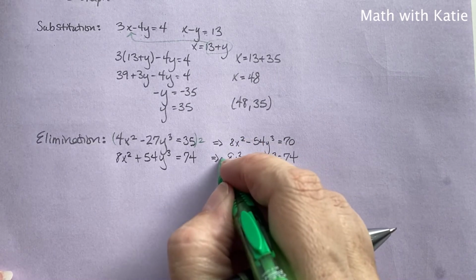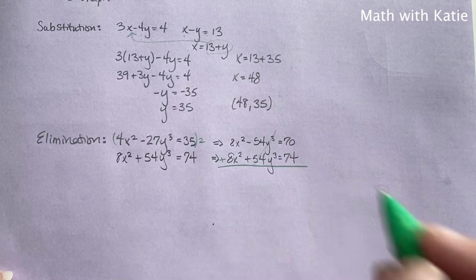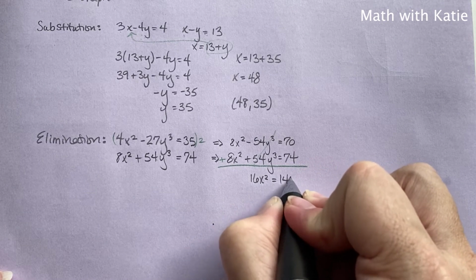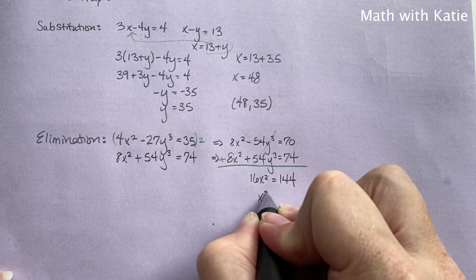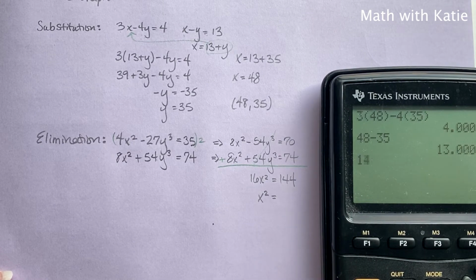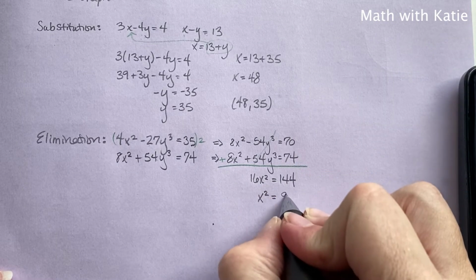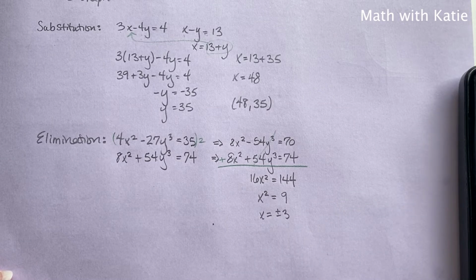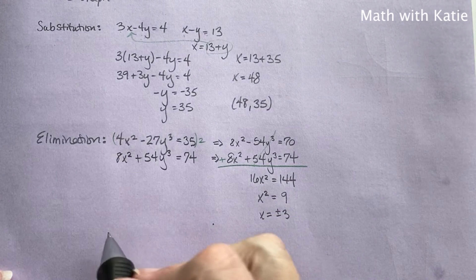Okay, and now what we're going to do is add straight down because this will cancel. So we get 16x squared equals 144. Divide both sides by 16. We get 9. And square root both sides. We get plus minus 3. Okay, now you'll notice we have 2 different solutions, right? Because we have a positive 3 and a negative 3. So the first thing we'll need to do is plug in the positive 3.